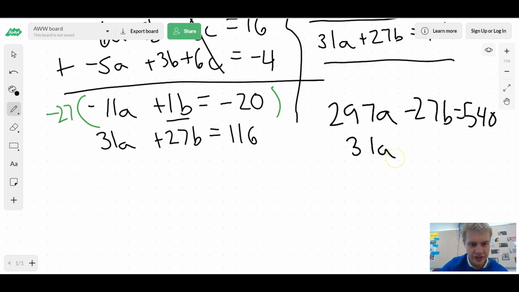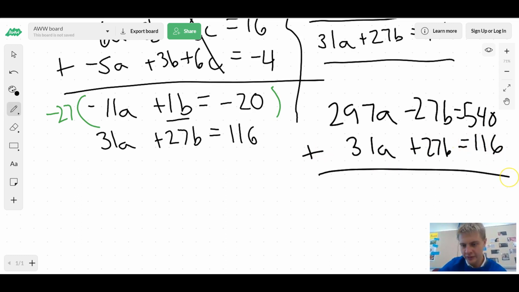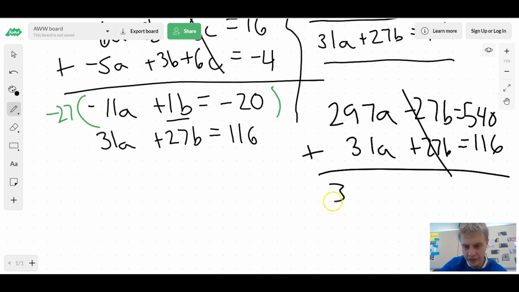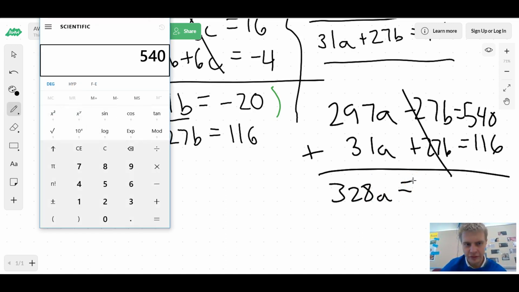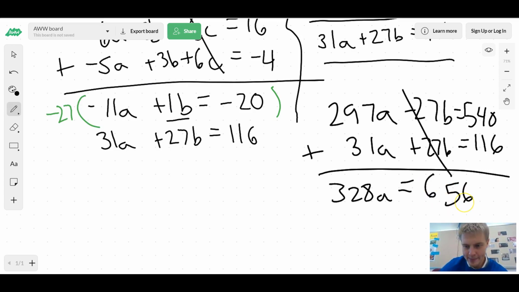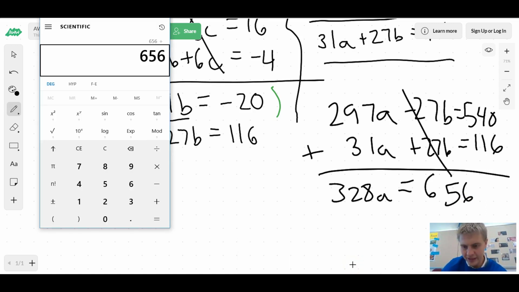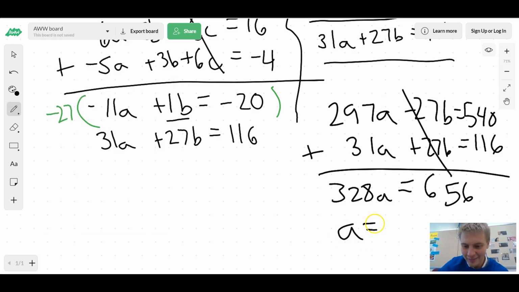Getting a little nervous that this might not work out when I add them, but we will see. They are pretty big numbers, so I think it's okay that they're getting bigger. That's going to cancel. 297 plus 31 is 328. And 540 plus 116 is 656. And I think that actually did work out nicely. Divide that by 328, and we get a is 2. Huzzah! Came out to be a whole number.